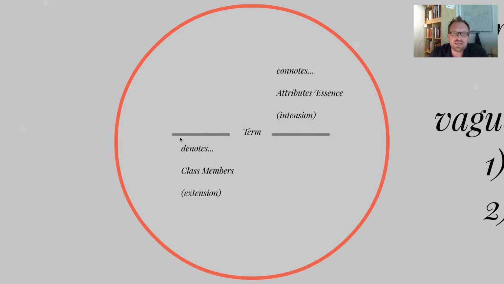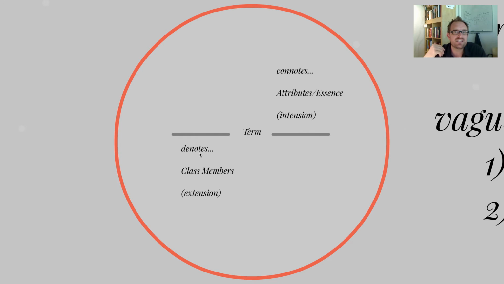Now, denotation, and I put it underneath because I like to think that the denotation is when the word hits the ground, as it were. Because a denotation refers to the class members. Who counts as a member of the term, right? So the attribute tells you what a cup is. A denotation tells you which kinds of things count as cups, or as class members. So you can have intention and denotation.